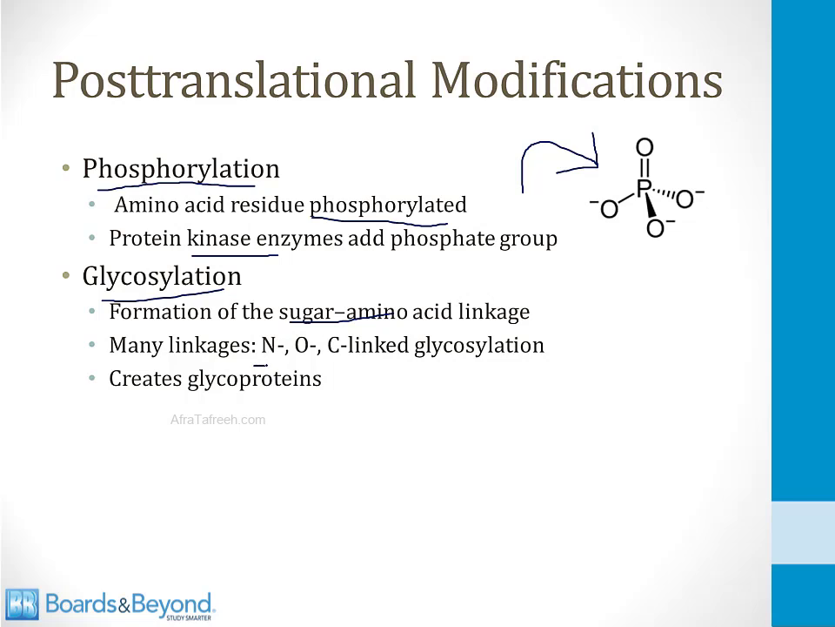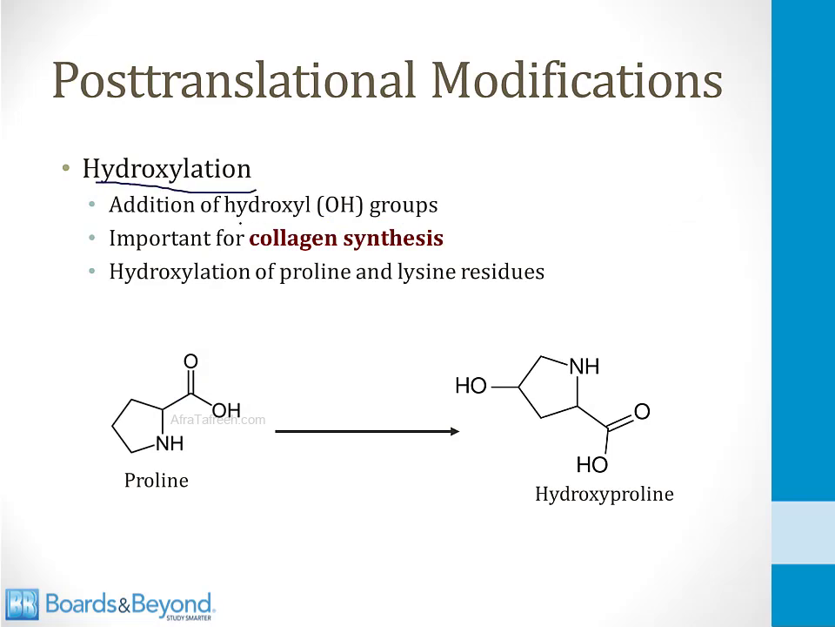An N-glycosylation is addition of a sugar to a nitrogen in a protein. O-glycosylation is addition of a sugar to an oxygen, and C-glycosylation is linkage to a carbon, and all of these linkages create glycoproteins. Hydroxylation is the addition of hydroxyl groups to proteins. This is a very important part of collagen synthesis, which I discuss in the video on connective tissue.